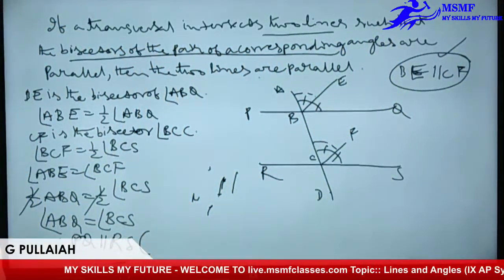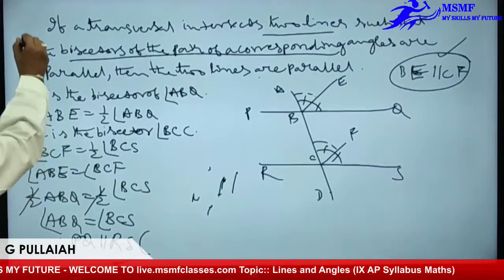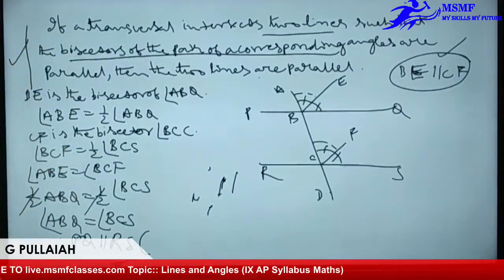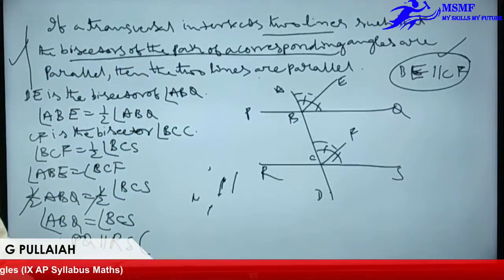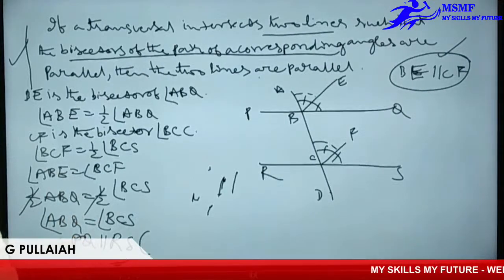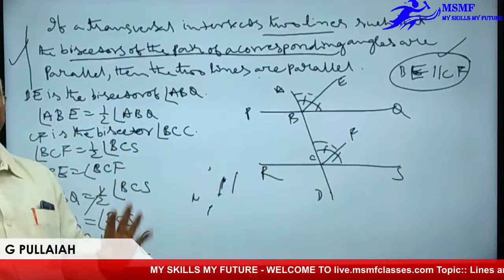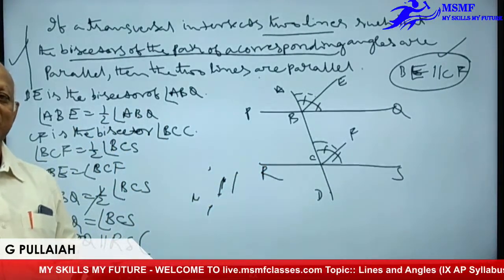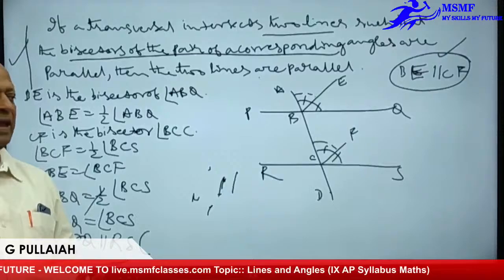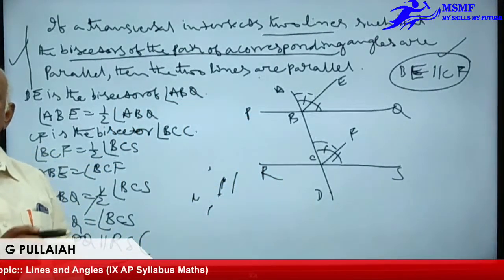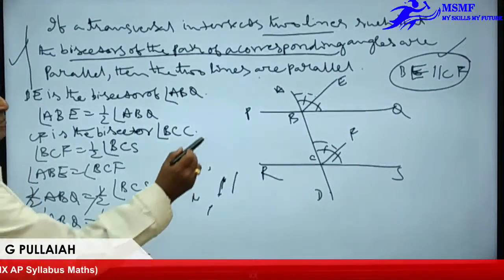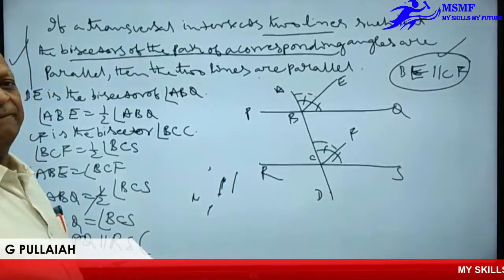So given step, whenever this type of verbal problems are given, we must be in a position to read the problem twice or thrice and understand very carefully what is given and what we have to prove. What is given here? It is given that BE and CF are the bisectors of the two corresponding angles, and these two bisectors are parallel. Here what we have to prove? We have to prove that PQ is parallel to RS.